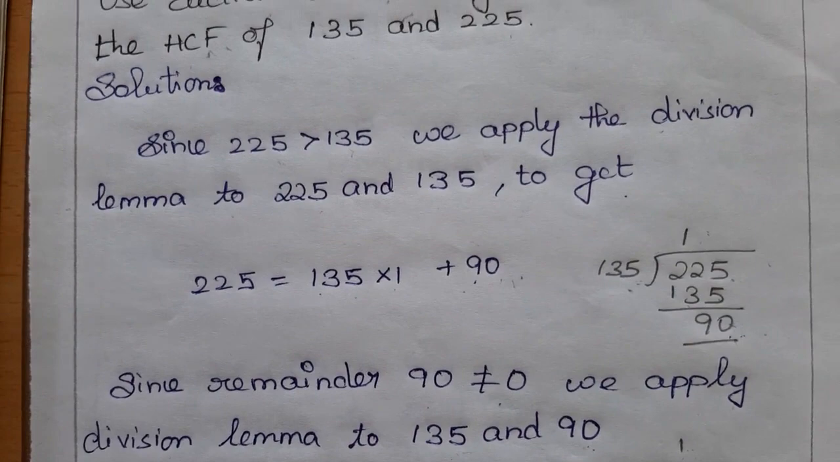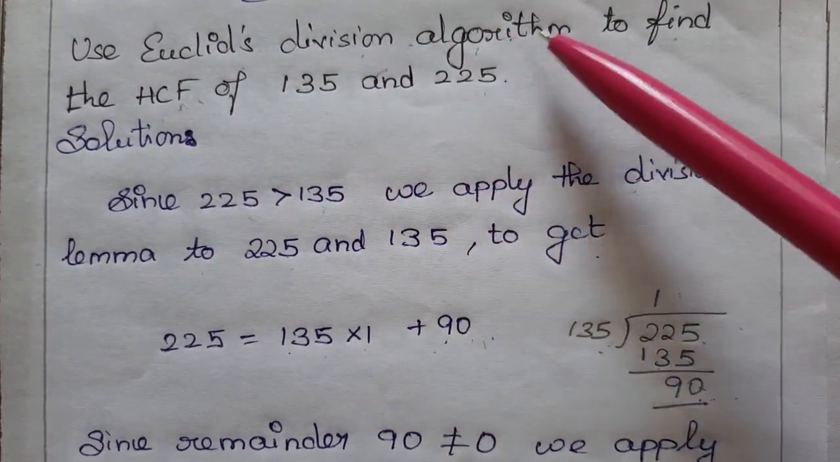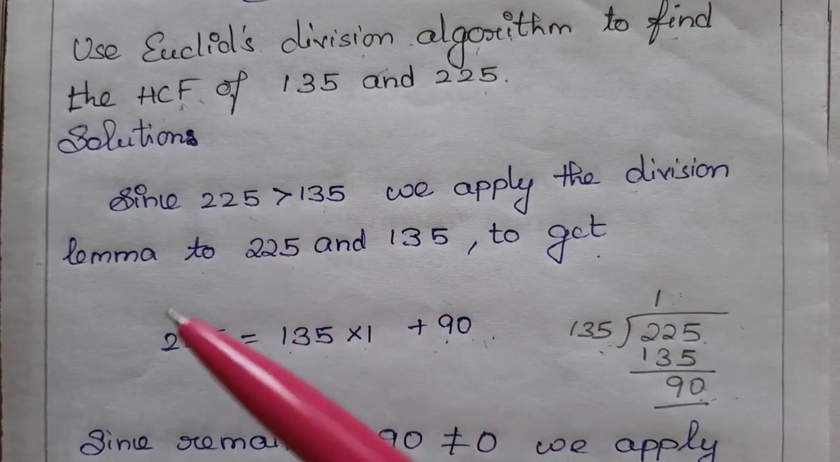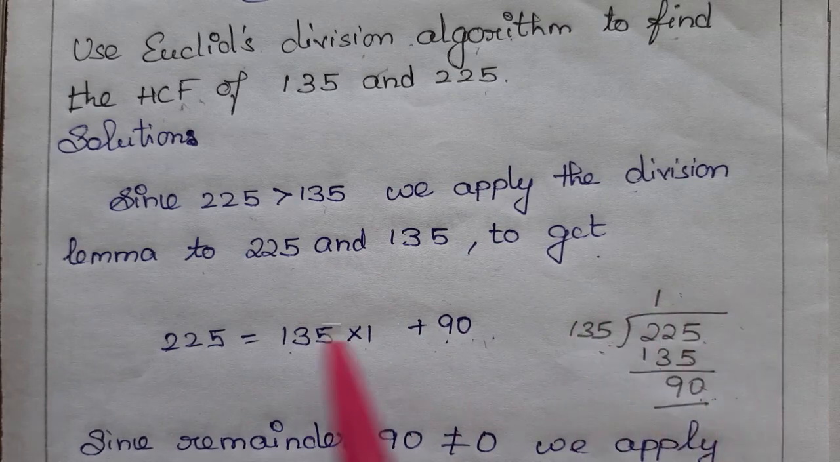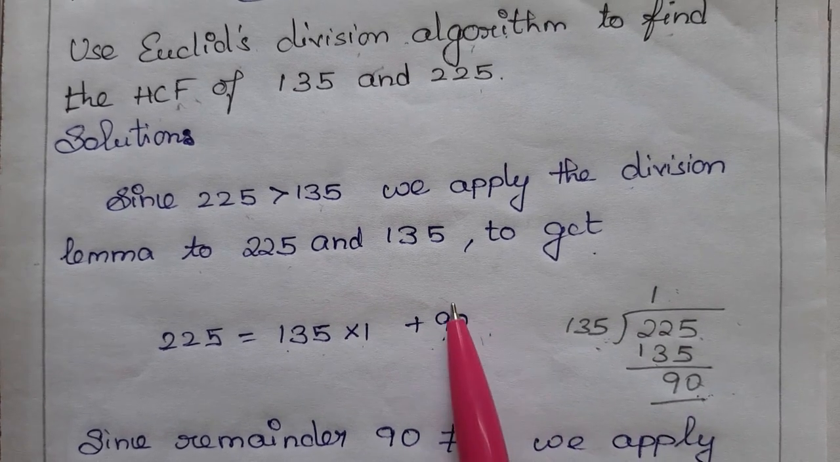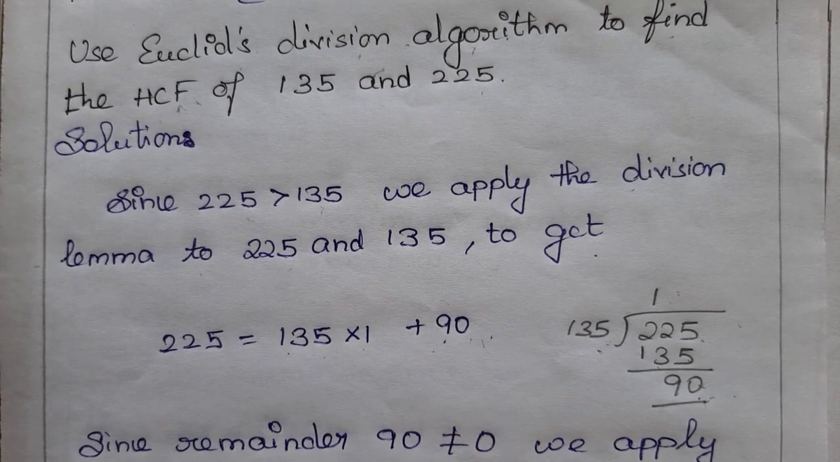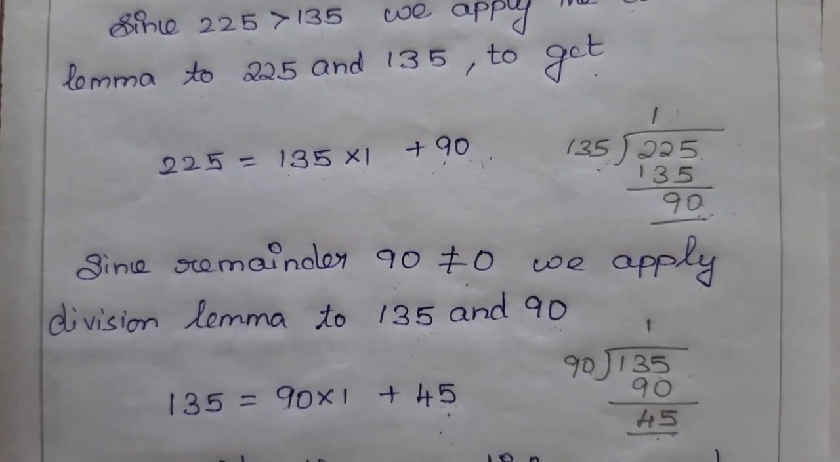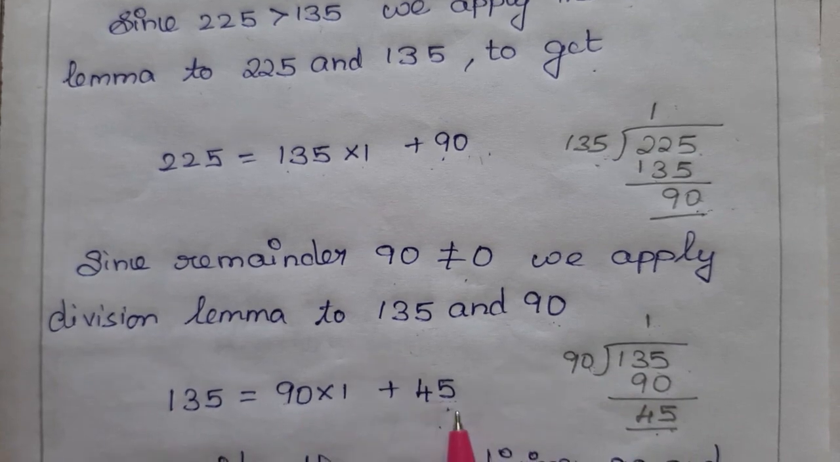So we have to find the HCF of the given numbers 135 and 225 using Euclid's division algorithm. First we see which is greater: 225 is greater. Applying the division lemma, we get this expression: 225 is equal to 135 into 1 plus 90, and the remainder is not equal to 0. So we consider the divisor 135 and 90. Applying the division lemma, if we divide 135 by 90 we get this expression: 135 is equal to 90 into 1 plus 45. Again the remainder is not equal to 0.